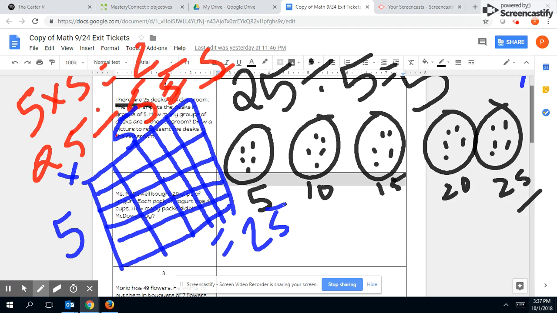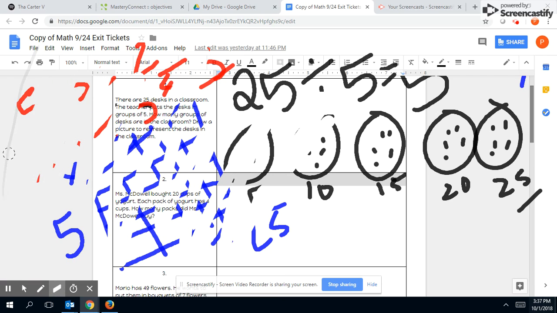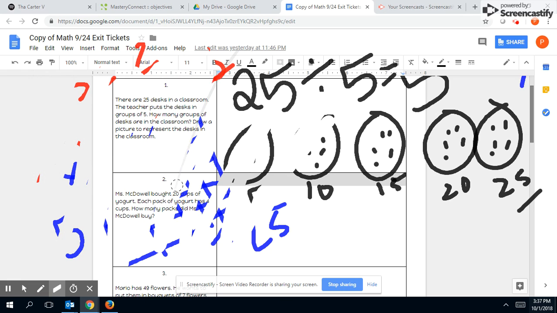I want you to show your students the various ways that we can solve using many ways like division using equal groups, division using arrays. And the last one I want to show you today is using repeated subtraction as a strategy to solve.